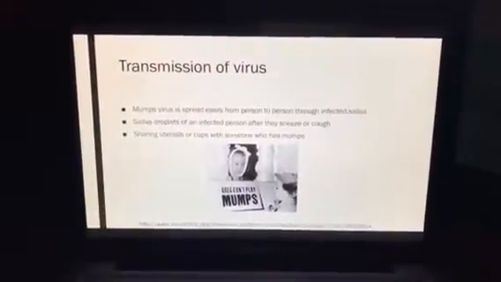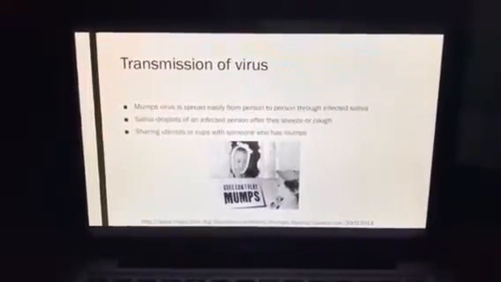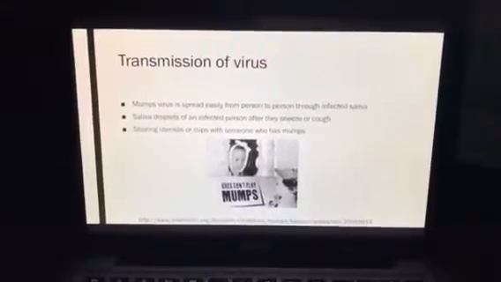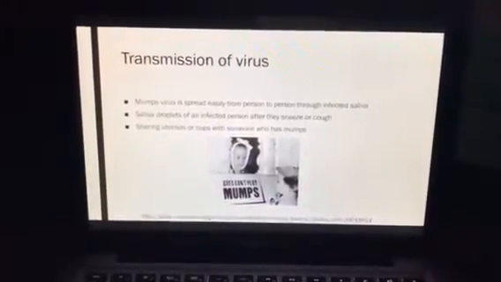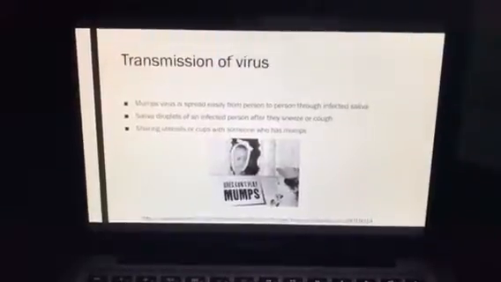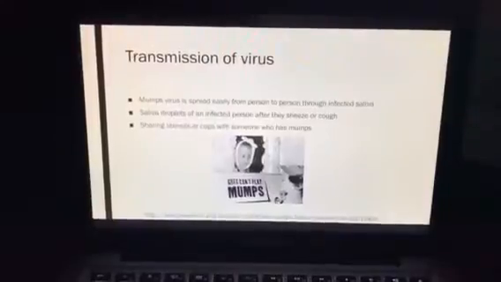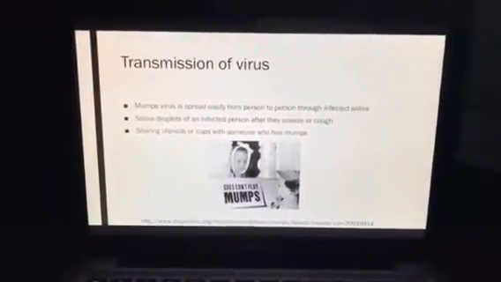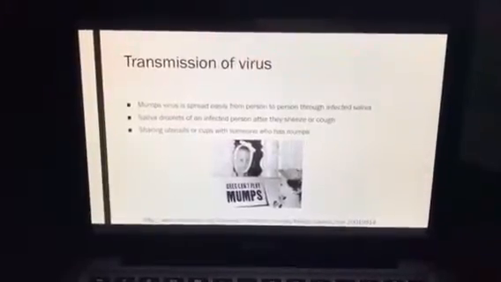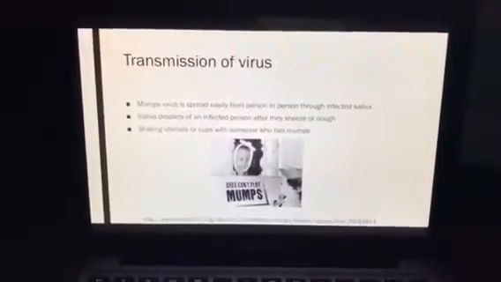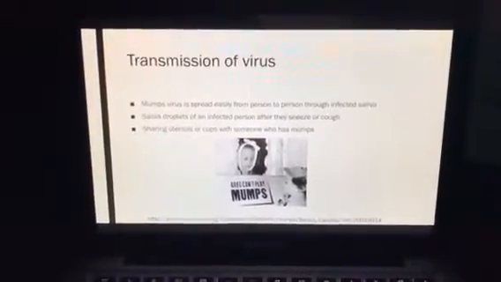The virus is transmitted easily from person to person through infected saliva. So if an infected person is sneezing or coughing in the area, if you do not have an immunity to the mumps virus, then you are very likely to contract it. Sharing utensils or cups with someone who has mumps is also a good way to spread that virus. It also is more easily spread among people who live in close quarters. So people that live in college dormitories have a lot higher chance to contract mumps.